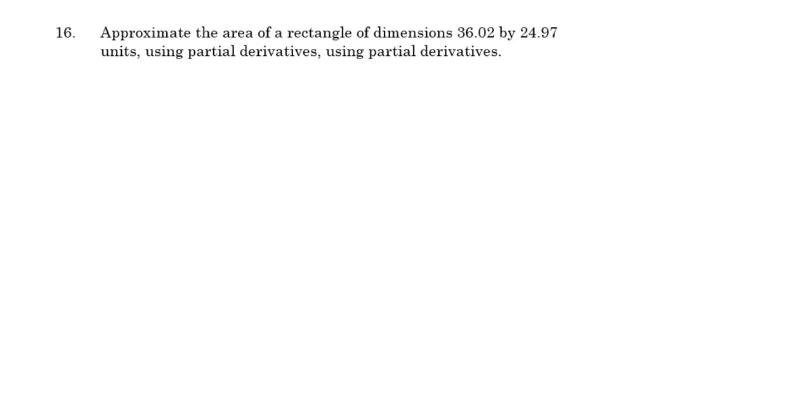Okay, so welcome to this tutorial, and we're going to be looking at this question. The question reads: approximate the area of a rectangle of dimension 36.02 by 24.97 units. Then they're telling us to use partial derivatives to approximate the area of this dimension.